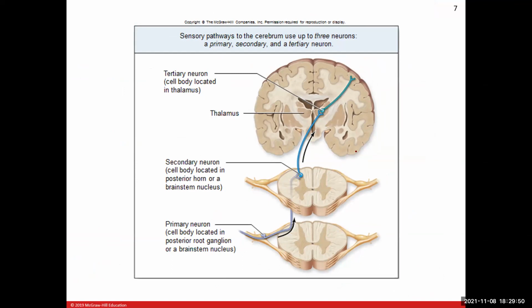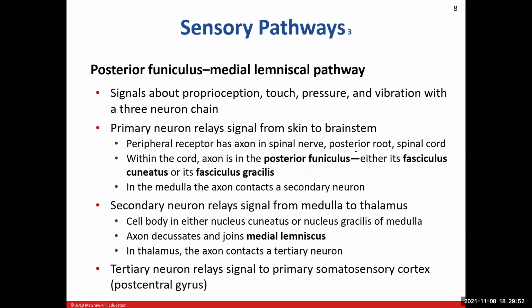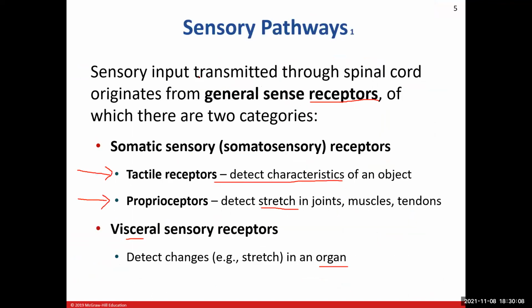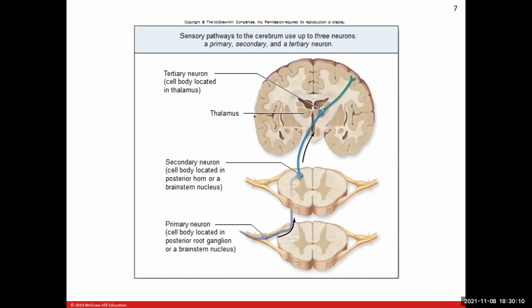Okay, so let's start off with a specific sensory pathway. We call it the medial lemniscal pathway. And the medial lemniscal pathway involves this structure here called the posterior funiculus. So what is the posterior funiculus? I'll show you. I don't even have to go that far. Here's the posterior funiculus right back here.